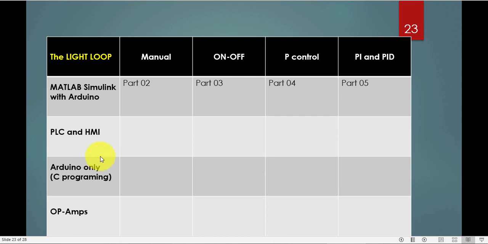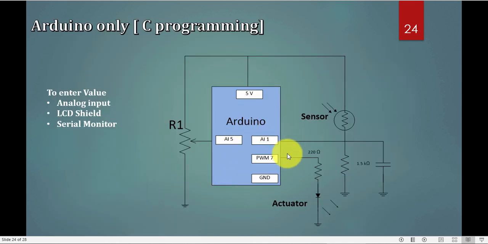Bismillah. So we just finished how to control the Arduino using the manual mode, using C programming only. And now we are at on-off control, how to program the Arduino to control the light loop through on-off mode. So my loop is exactly the same. Now the R1 will represent my set point. I'll choose my set point through changing the value of R1.